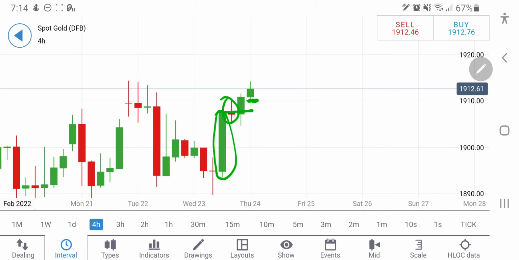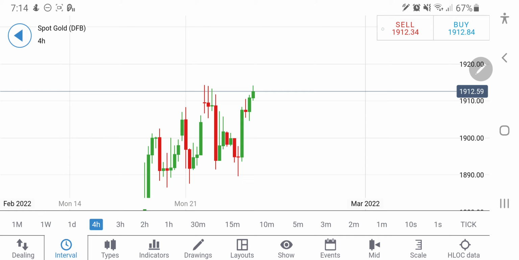Now for the day, if you look at 1907 levels and 1905 levels, these two levels are very important. Breaking these levels, then only I will recommend you to go short, else you can continue to remain long. In gold today, probably we can expect higher highs. How high it could go, let's have a look in detail.